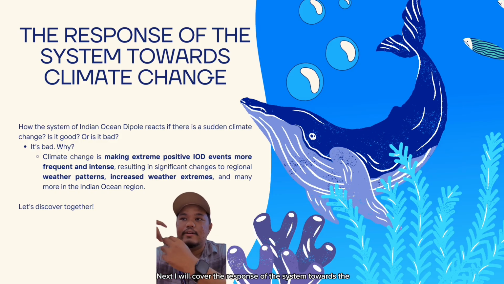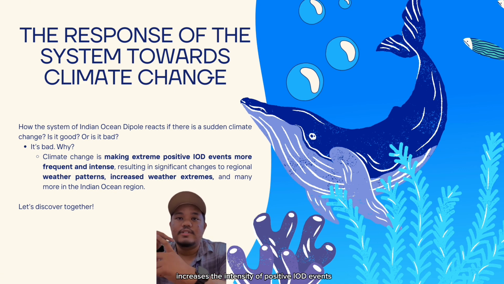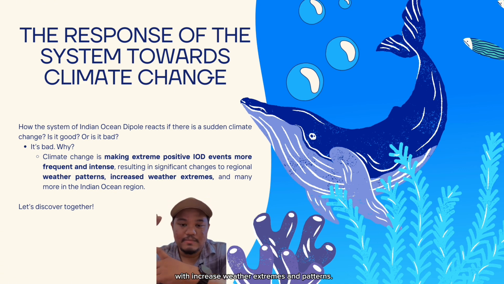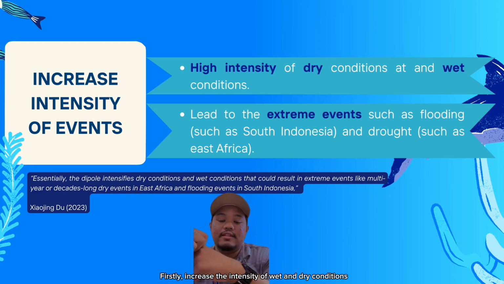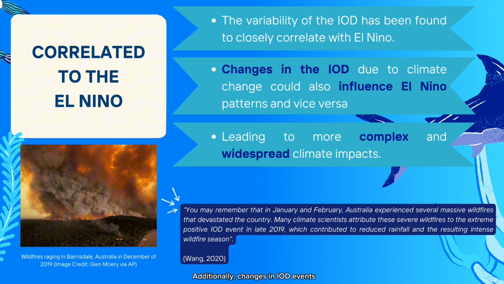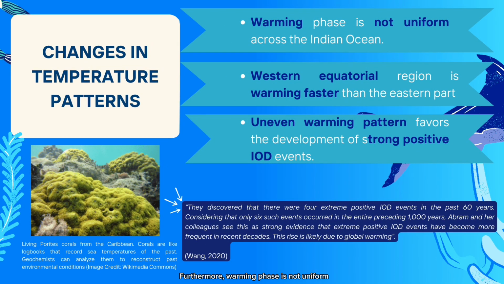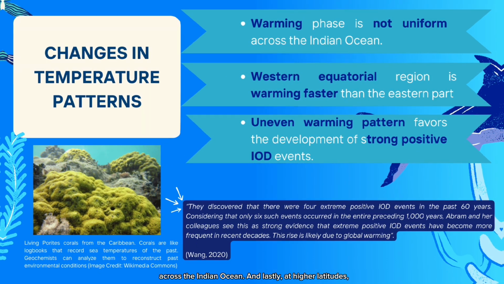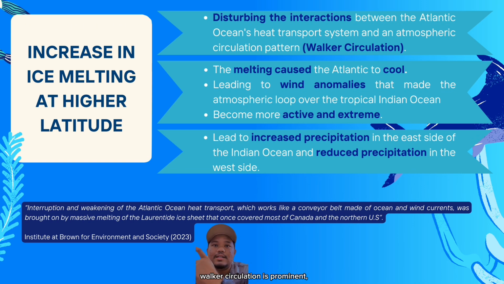Next, I will cover the response of the system toward climate change. Climate change increases the intensity of positive IOD events with increased weather extremes and patterns. Firstly, it increases the intensity of wet and dry conditions. Additionally, changes in IOD events influence El Nino and vice versa. Furthermore, the warming is not uniform across the Indian Ocean. And lastly, at higher latitudes, water circulation is prominent, causing ice to melt quickly.